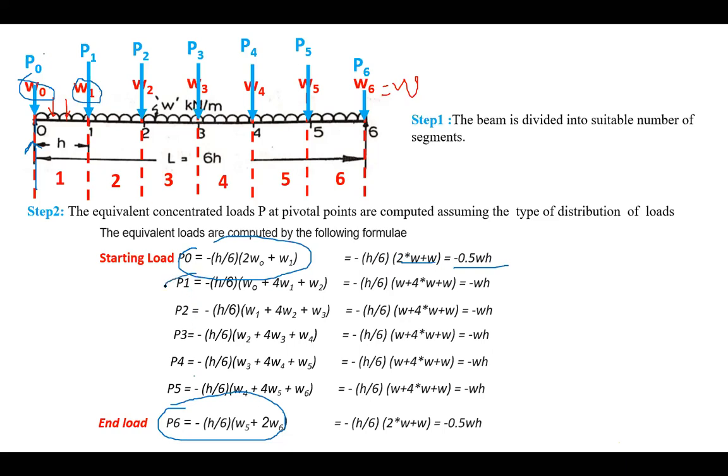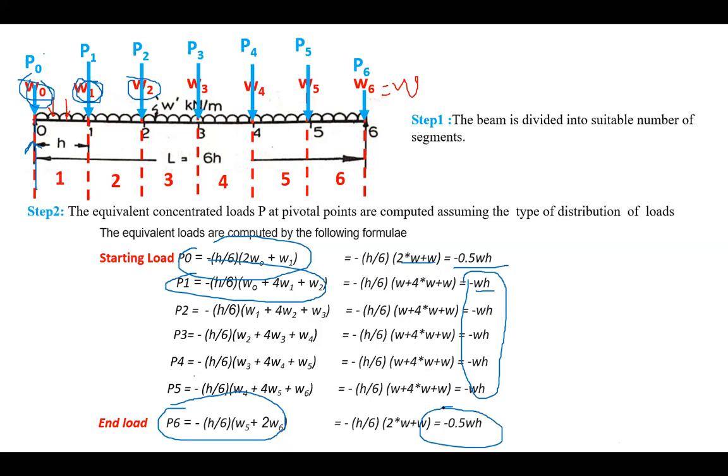Similarly, next P1. P1 is equal to minus h by 6 into the starting ordinate, then 4 times the middle ordinate and 1 times the last ordinate. So W0 plus 4W1 plus W2. That's nothing but minus h by 6 into W, because all W values, W0, W1, W2, are W. Therefore, W plus 4 times W plus W will be 6W. So 6W by 6 will be W, so that 6 will cancel out. Therefore, only W h will be the value. So all intermediate values, P1 to P5, will be equal to minus Wh. The last value will be minus 0.5 Wh.